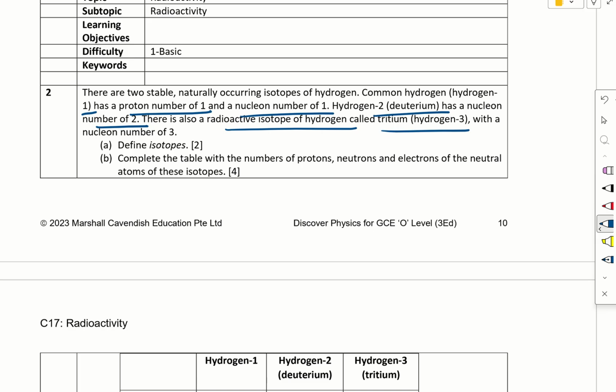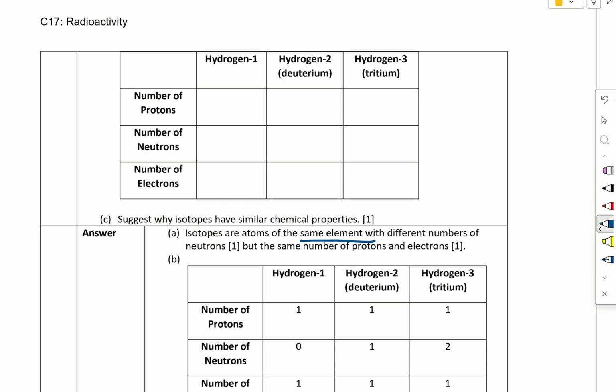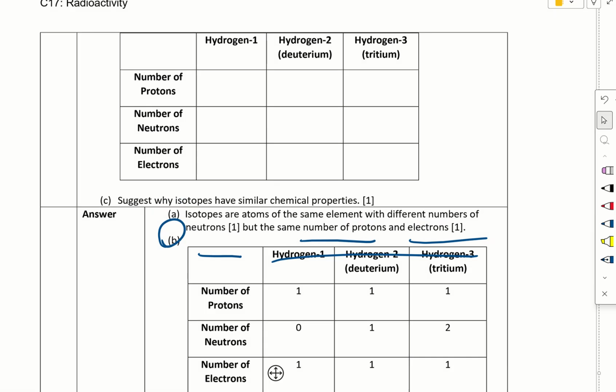So what is an isotope? Isotopes are atoms of the same element with a different number of neutrons but the same number of protons and electrons. So the difference lies in the number of neutrons for isotopes. So please memorize the definition. Basically, they are atoms of the same element but with a different number of neutrons but the same number of protons and electrons.